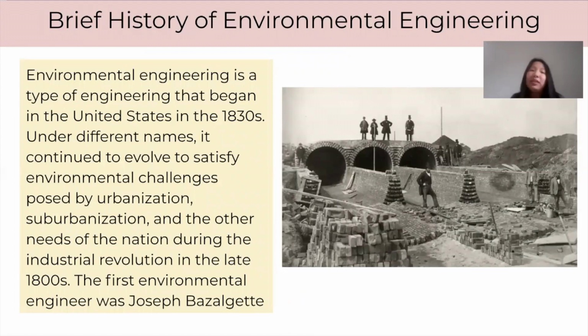So this is a history of environmental engineering. It began in the United States in the 1830s, and modern environmental engineering began in London in the mid 19th century, when the first environmental engineer was Joseph Bazalgette, and he designed the first major sewer system. Which is the picture.